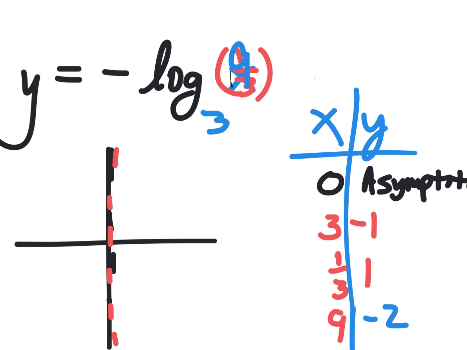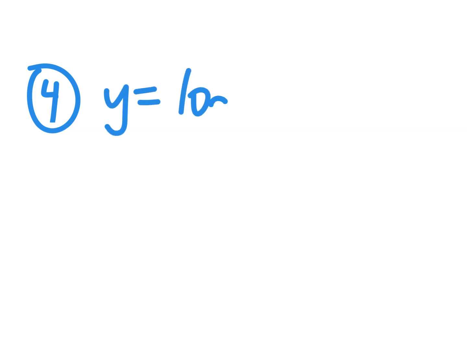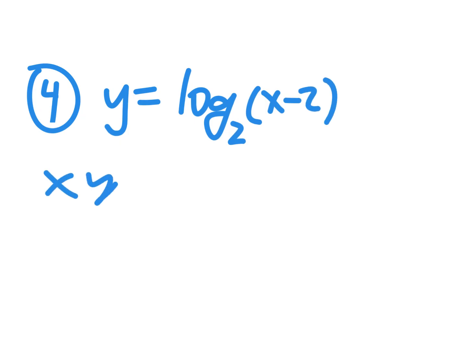All right, let's start with number 1. Oh, that one's too easy. Let's skip a few and go to number 4. Number 4 reads y equals log base 2 of x minus 2. And I got an XY chart. And then you know how to graph, so the hard part's finding the points.